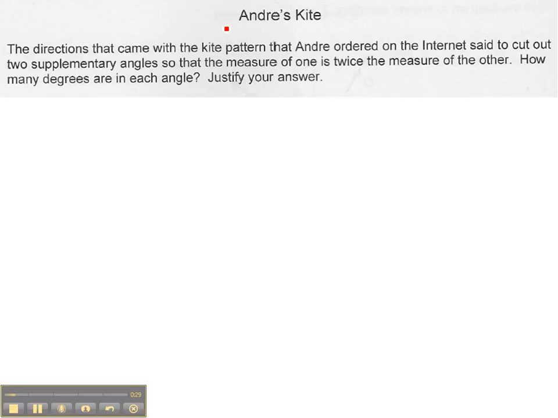This one is the Andre's kite problem. It says the directions that came with the kite pattern that Andre ordered on the internet said to cut out 2 supplementary angles so that the measure of one is twice the measure of the other. How many degrees are in each angle? Justify your answer. So first thing we need to remember is what supplementary angles are.